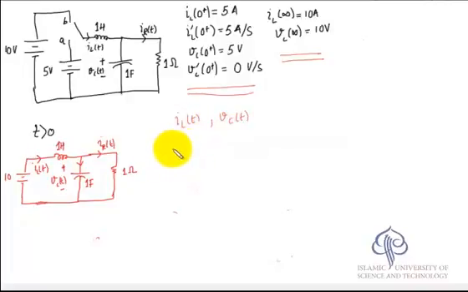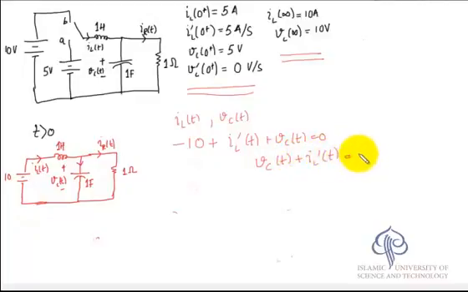We have done this before, but still, for the first part of the circuit, the first mesh, we can write minus 10 plus L di_L/dt, which is i_L'(t), plus v_C(t) equal to 0. So this gives us the first differential equation, v_C(t) plus i_L'(t) equal to 10.